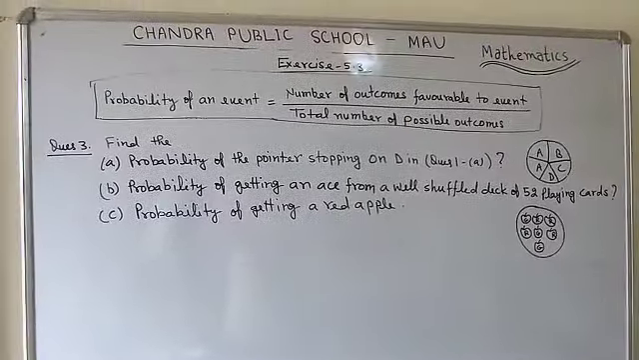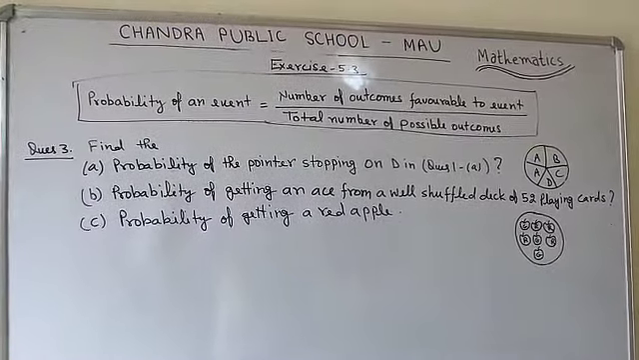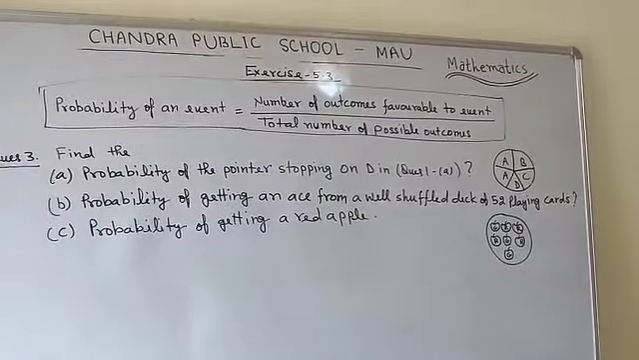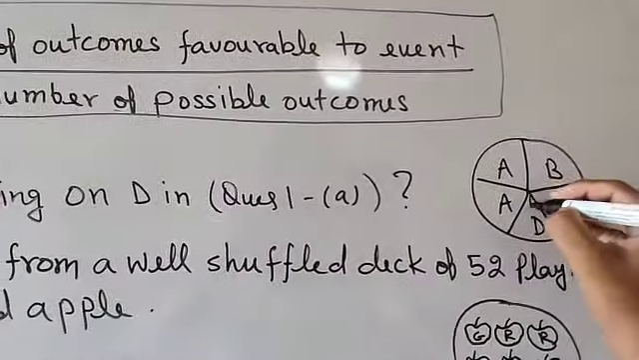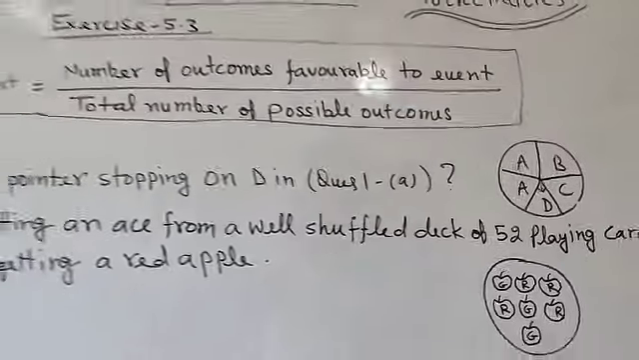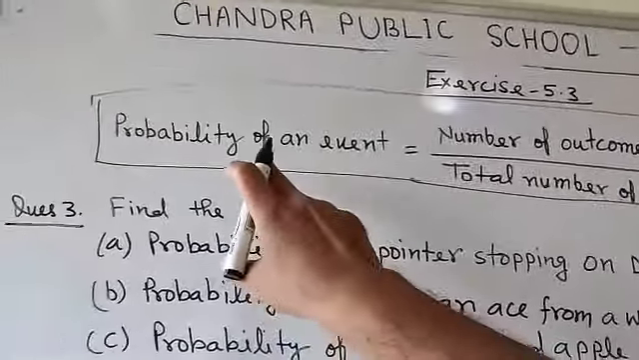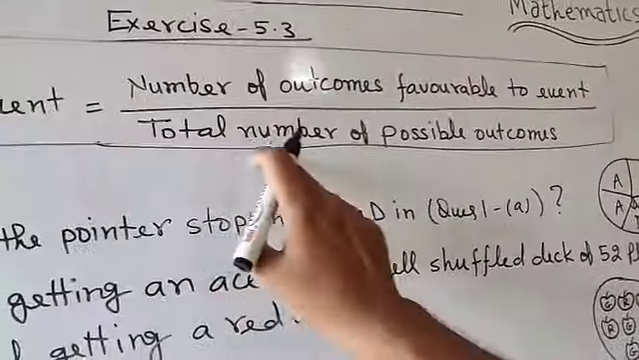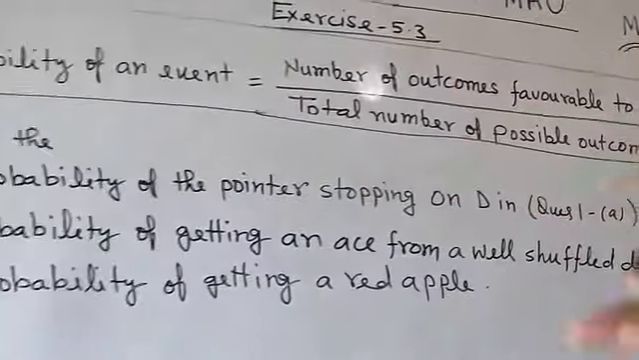Now students, here it is given the question number 3. Here 3 parts are given related to that. In the A part it is given: find the probability of the pointer stopping on D. Here I have given the formula: probability of an event equals number of outcomes favorable to an event upon total number of possible outcomes. So here I am going to explain the formula.